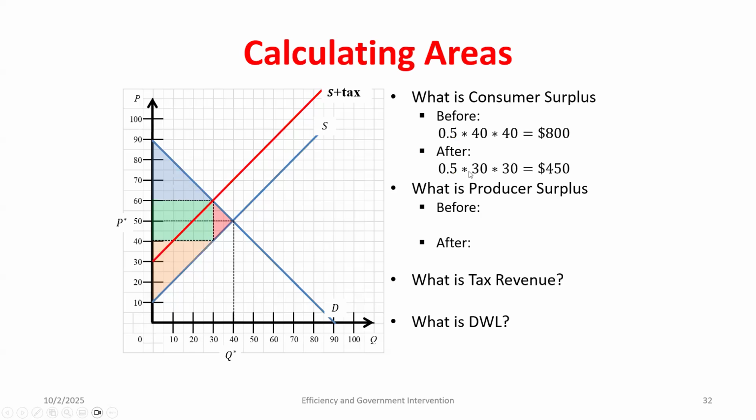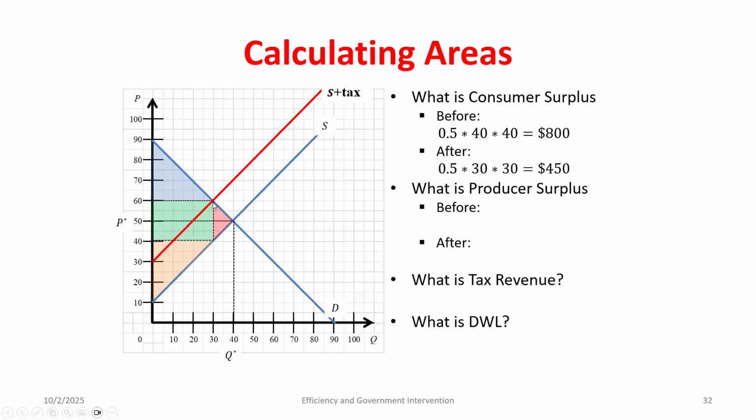Now, if I impose this tax, why is consumer surplus 450? Well, after this tax, the new price that the consumer pays will be 60. So the difference between the price they pay and the demand curve is this much smaller triangle. 30 is the height, 30 is the base, 30 times a half gives us 450. So how much did consumer surplus go down by? 350? No, 250, right? If I'm looking at this correctly. Now, what was the change in the price that they paid? They went from 50 to now having to pay 60, so $10.